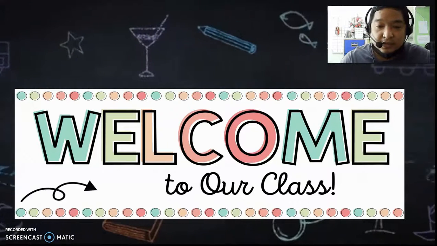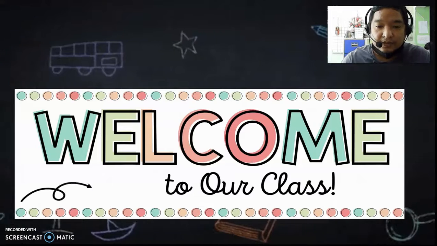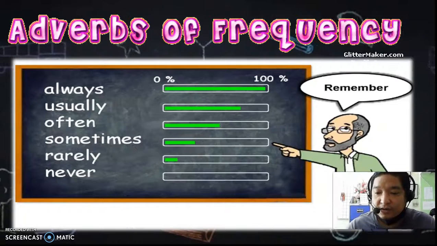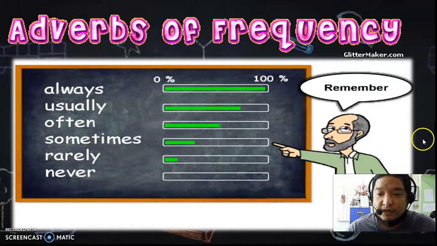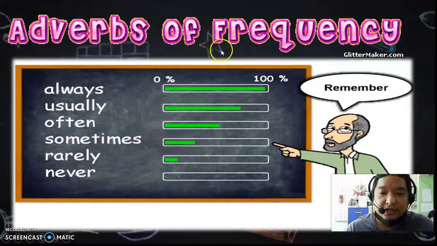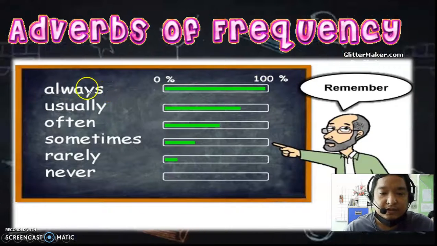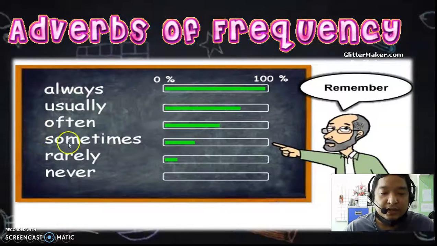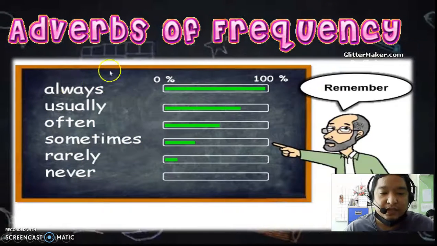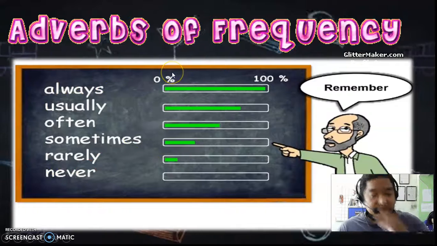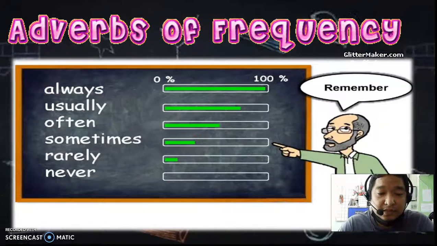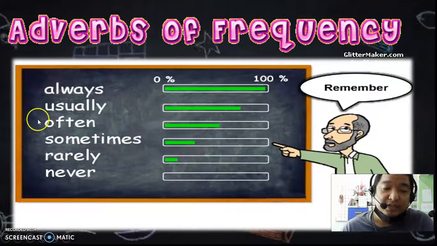Okay, so what do we have today? Today we're going to talk about adverbs of frequency. So what are those adverbs of frequency? We have always, usually, often, sometimes, rarely, and never. We have only 6 for today. Only 6, but there are some more adverbs of frequency that we can use. Today I have only 6.